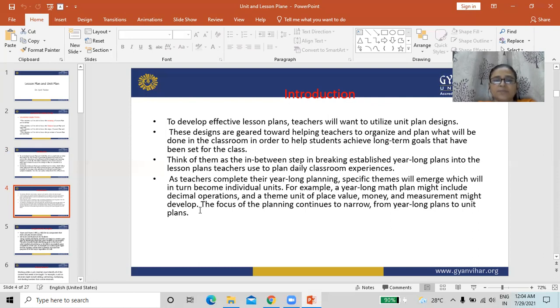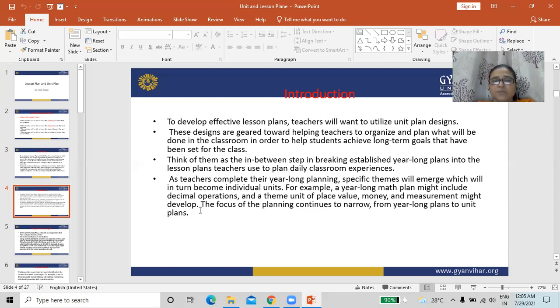Think of them as the in between step in breaking an established year long plan into lesson plans teacher used to plan daily classroom experiences. As teacher complete their year long planning, specific units will emerge which will in turn become individual units.